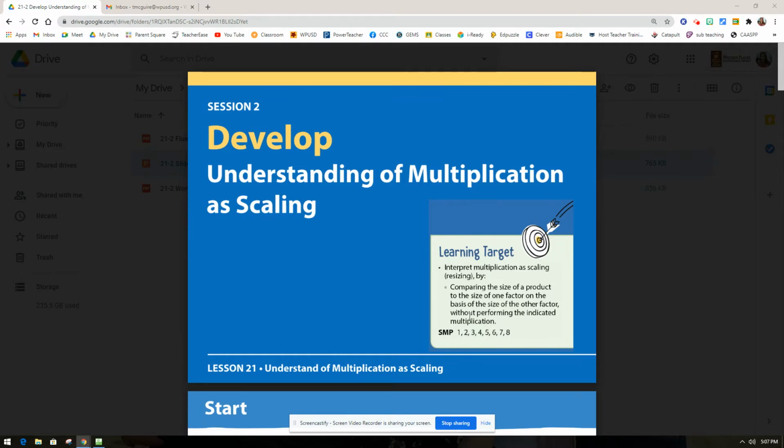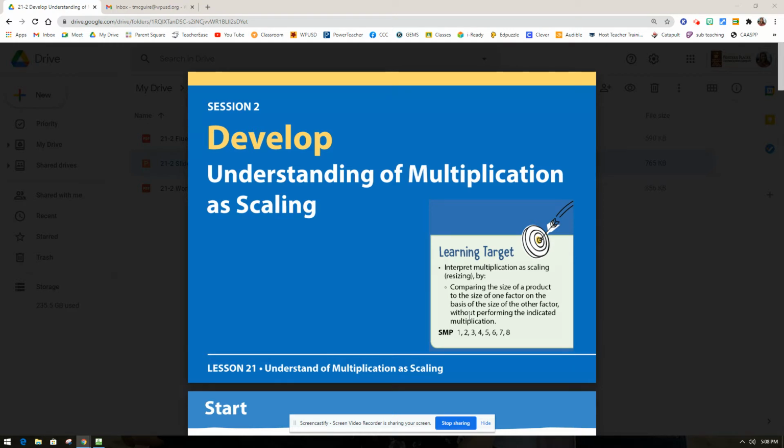Today we're going to be understanding multiplication as scaling. So yesterday we talked a little bit about what scaling was. We talked about it either stretching a quantity or shrinking a quantity based off of the factors that you're multiplying. We also talked about what happens when you multiply by a factor less than 1, a factor equal to 1, and a factor greater than 1, and how the product is related to that factor that you're multiplying by. And so we're going to go ahead and do a little bit more work with that today.